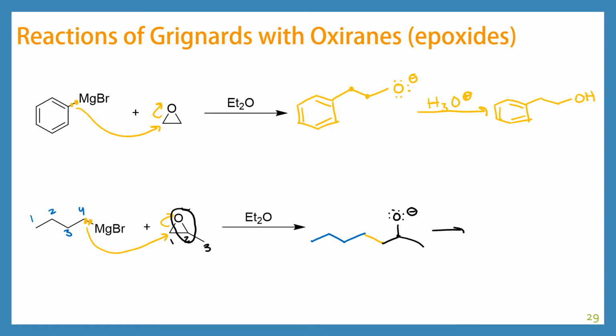And then we would want to add in some sort of proton source, so that we can have our alcohol product. So again, the Grignard will attack the least substituted carbon.